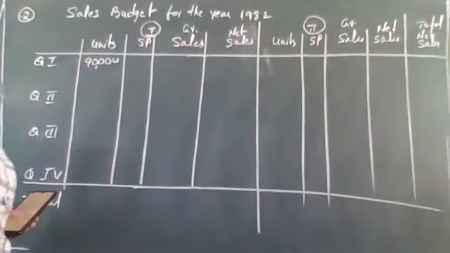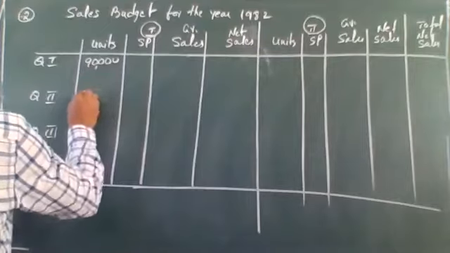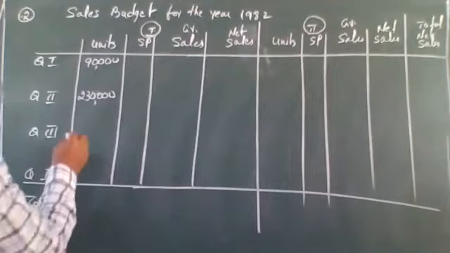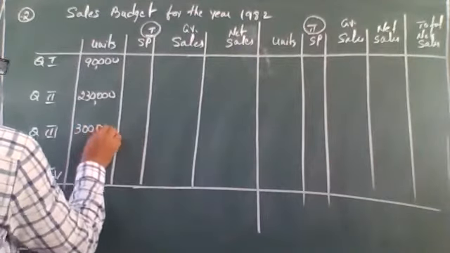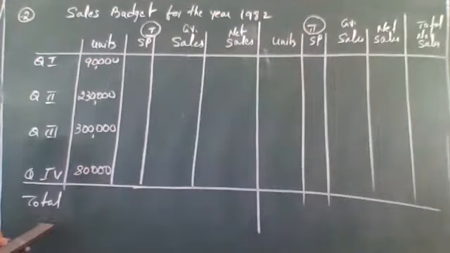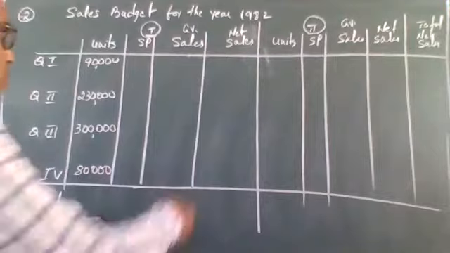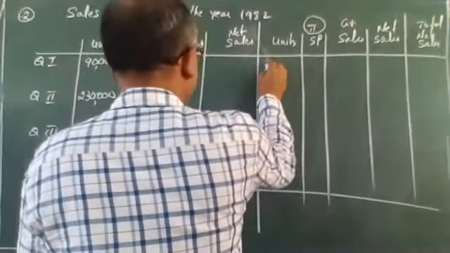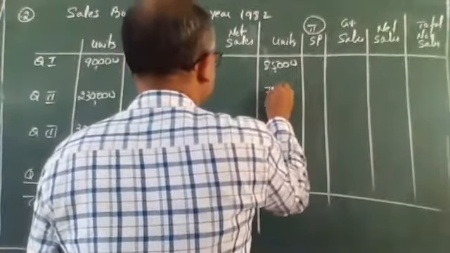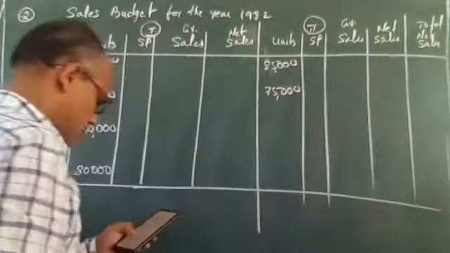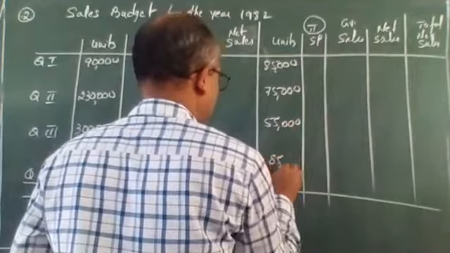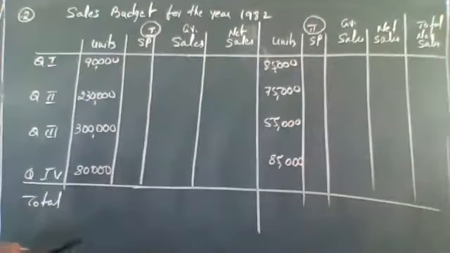Second quarter of product 1 is 2,30,000. Third quarter product 1 is 3 lakhs. Fourth quarter product 1 is 80,000. Okay. You can write product 2 here, that is 85,000 units, 75,000 units. Then we have 55 and 85. Okay, this is your units.